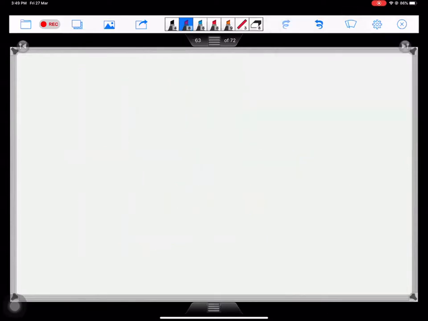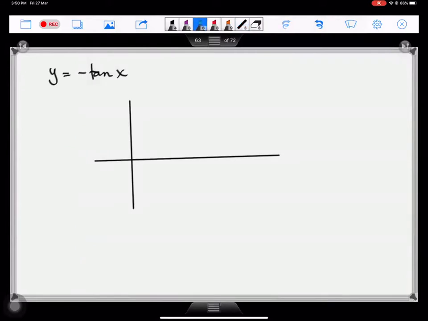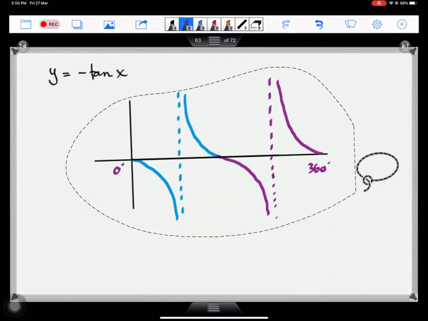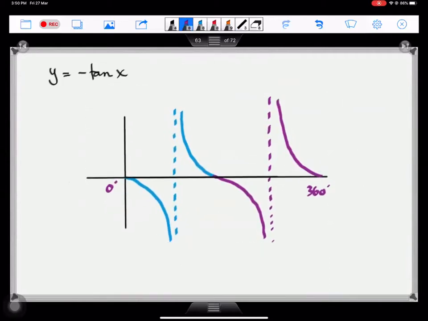Now, let me erase this. If I want to draw the graph of y is equal to minus tangent x, what will happen? The positive will become negative and the negative will become positive. So let me draw it like this. Tangents are difficult to draw, even for the teacher. And this is still 180 degrees. Continue the downward trend. Draw a dotted line. It's getting a bit crooked. And then continue it up. So this is the graph of y is equal to minus tan x. Let me see if I can straighten it out a bit. That's it.